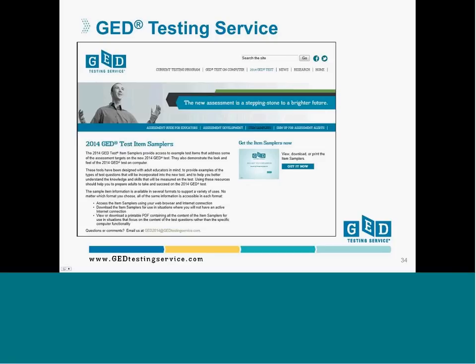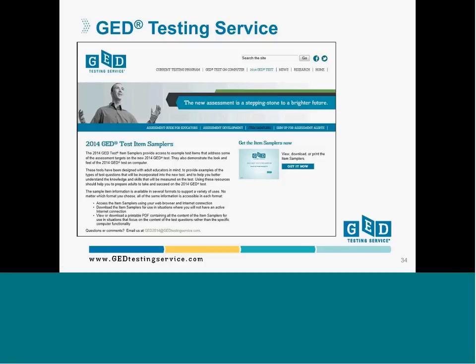Specific information about the current testing program and what's happening with the 2002 test as we close that out, information about the GED test on computer itself, what does that computer framework look like, tutorials about that and so forth, links to news, research reports, links here to the assessment guide for educators that we haven't really talked about in this webinar, but many of you are probably familiar with.